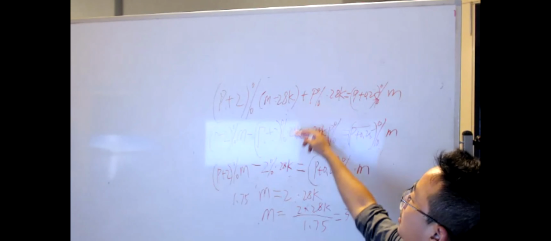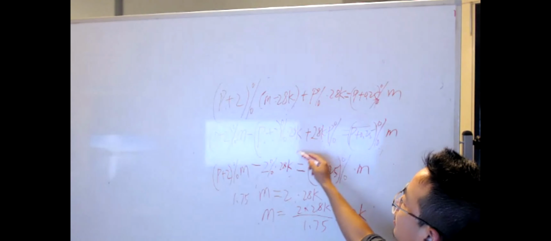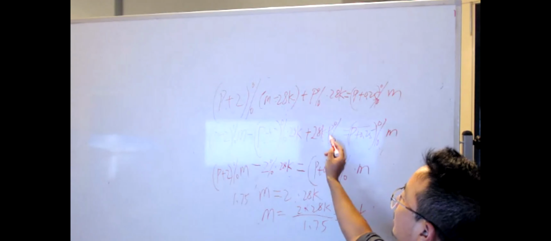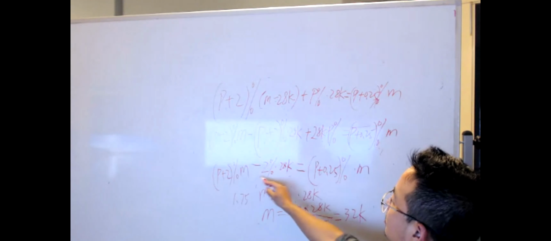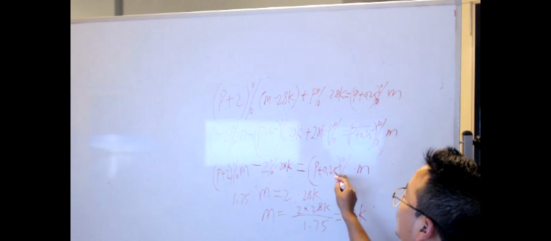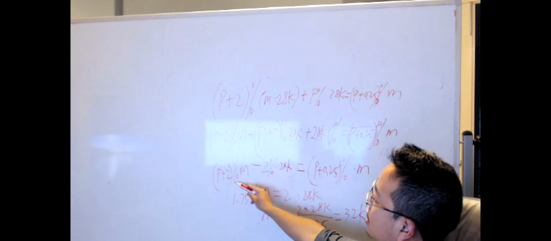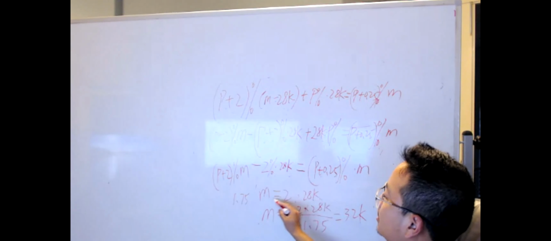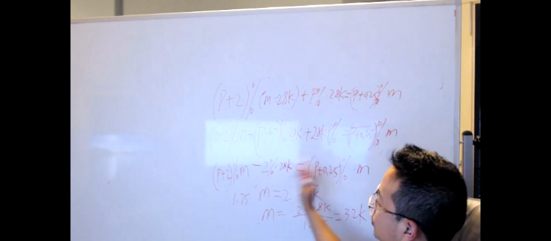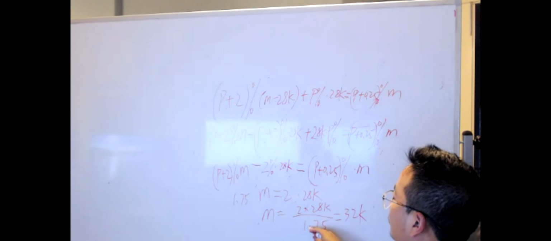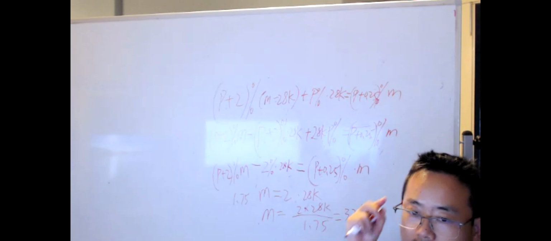Basically, I just repeat it until here, and then we just cancel out p percent 28k here, and then that's this line, and then we subtract p plus 0.25% m, so this becomes 1.75% m equals 2% 28k. So m equals 2 times 28k divided by 1.75 equals 32k.